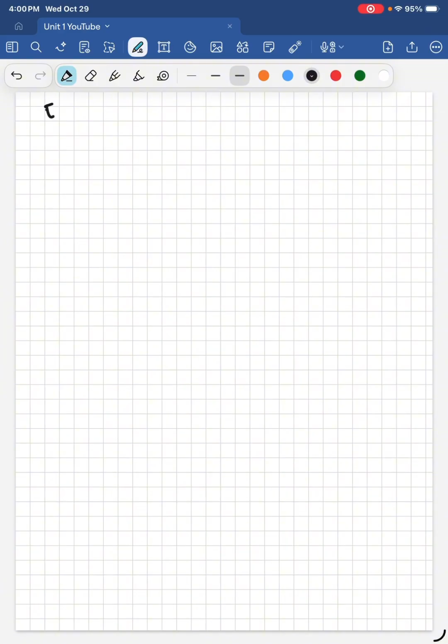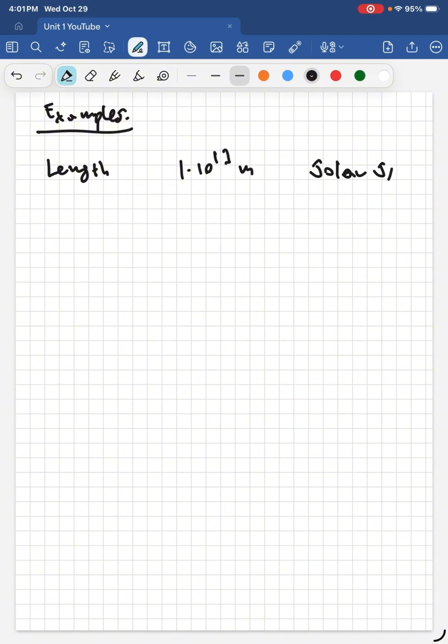So examples of things that you have to keep in mind when you work in physics. So some benchmarks for length are, for example, 1 times 10 to the 13 meters is the diameter of the solar system, okay?